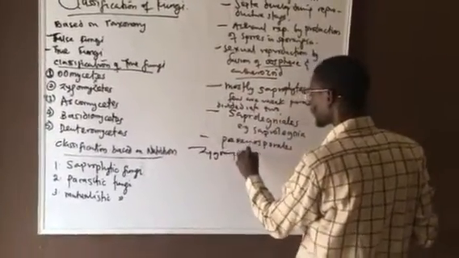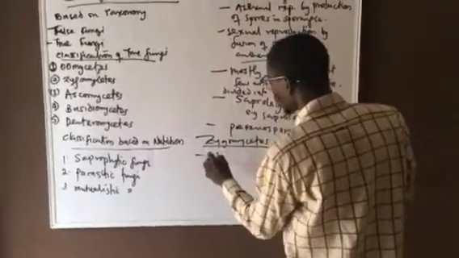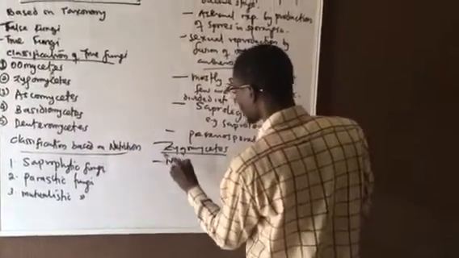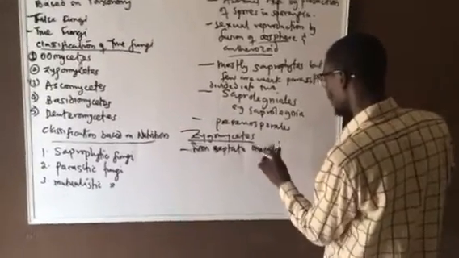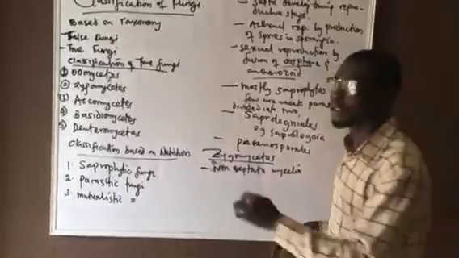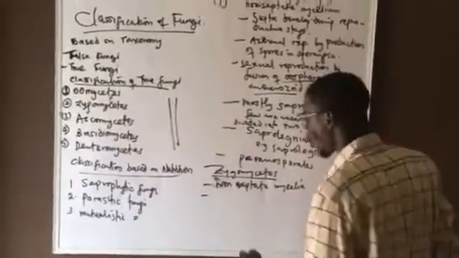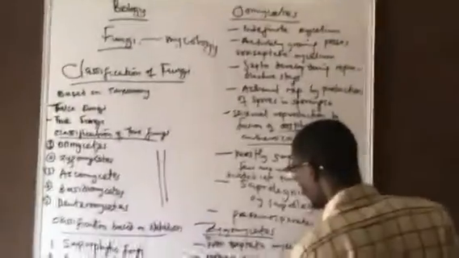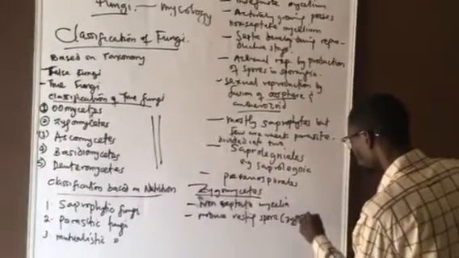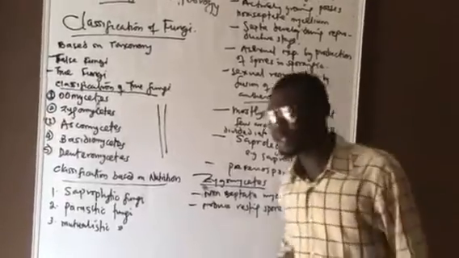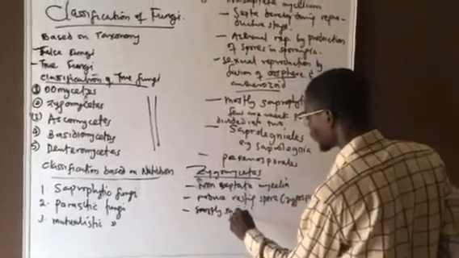The Zygomycetes have aseptate, or non-septate, mycelia. You have to understand that their body structure is not divided by cross walls. They also produce a resting spore called zygospore. That's why they are called Zygomycetes. And these groups are mostly saprophytic fungi.